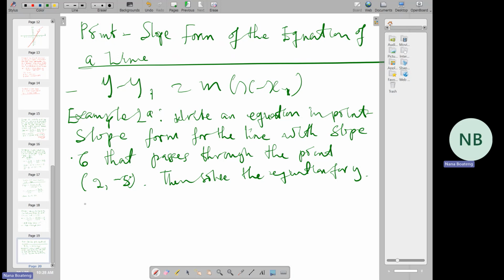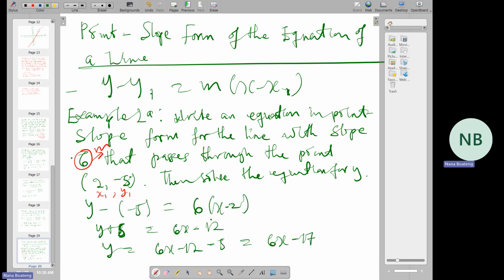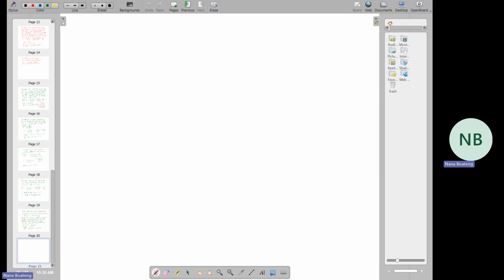Let's look at one more example on this. Example 2b. Let's look at a similar example. Example 2b says write the point slope form of the equation satisfying the given conditions.